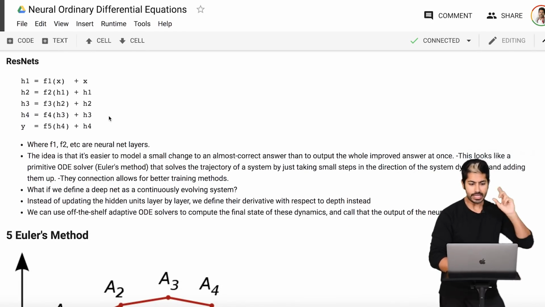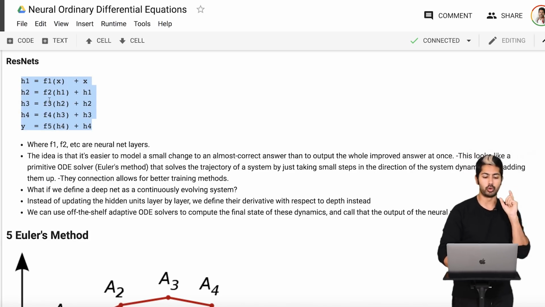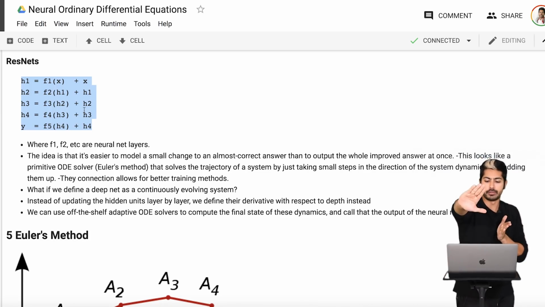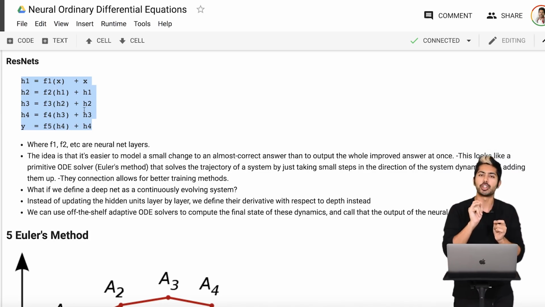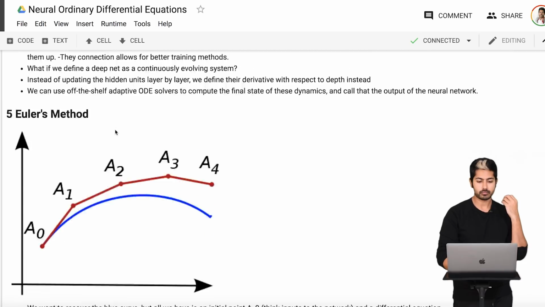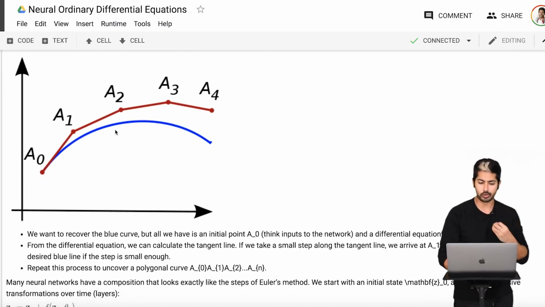So if we model our networks like this, we can use ordinary differential equation solvers like Euler's method that solve the trajectory of a system by taking small steps in the direction of the system dynamics and adding them up, which allows for better training methods. Okay, so let's cover Euler's method just one more time.